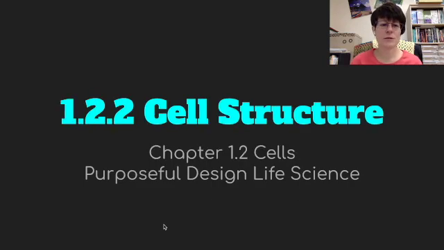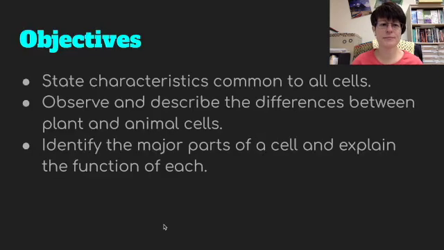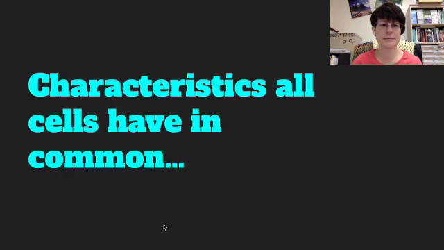Our topic today is going to be section 1.2.2 on cell structure. So our objectives for today are to state the characteristics common to all cells, observe and describe the differences between plant and animal cells, and identify the major parts of a cell and explain the function of each.